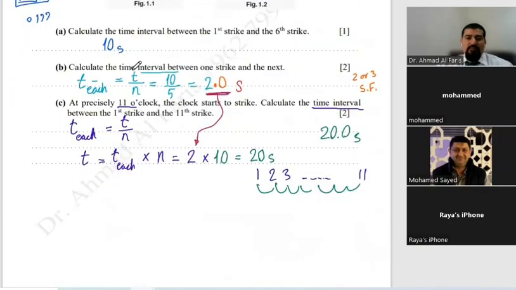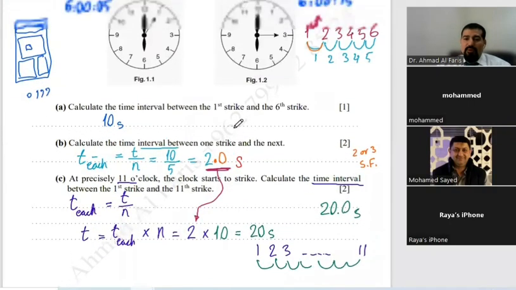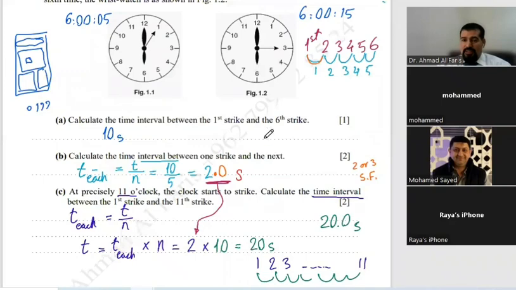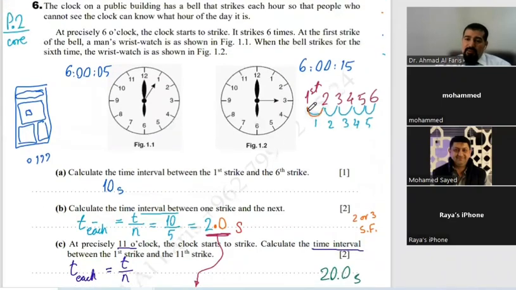Part B. Calculate the time interval from one strike to the next strike. Now, they ask about the time interval between one strike and the next strike. How many strikes do I have? I have 6 strikes. The first strike is when I use the stopwatch, it starts from 0. So I will not count it as a time interval. I will start from it to count how many time intervals I have. 1 time interval, 2, 3, 4, 5 time intervals. So there are 5 time intervals between one strike and the next strike.